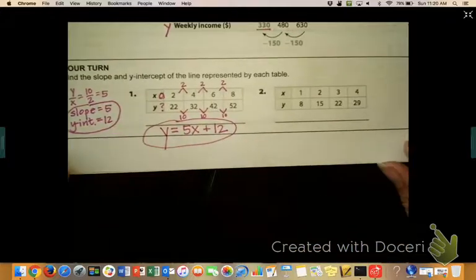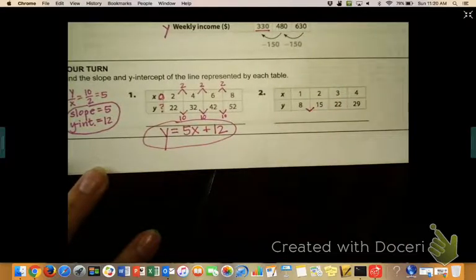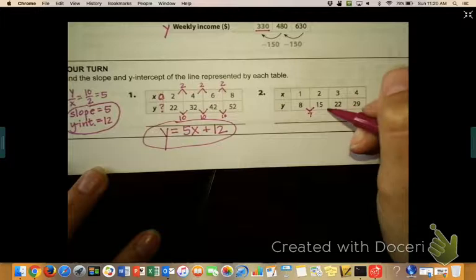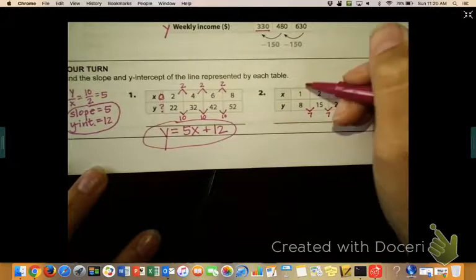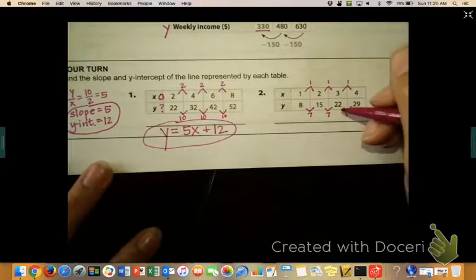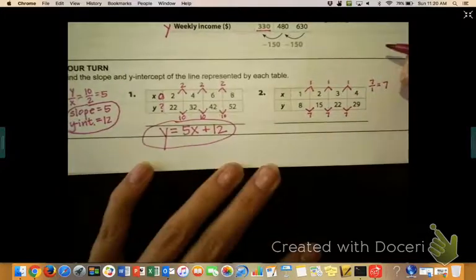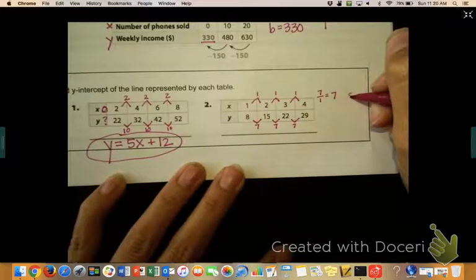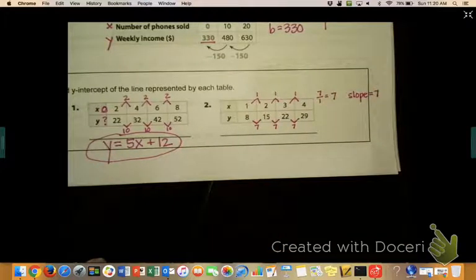All right, check number 2. So from 8 to 15, that's increasing by 7. 15 to 22, 7. 22 to 29, 7. From 1 to 2 is 1, 1, 1. So if you flip it and put the y's over the x's, that's 7 per 1, or just 7. So that is your constant rate, which means that is your slope. Slope is 7.